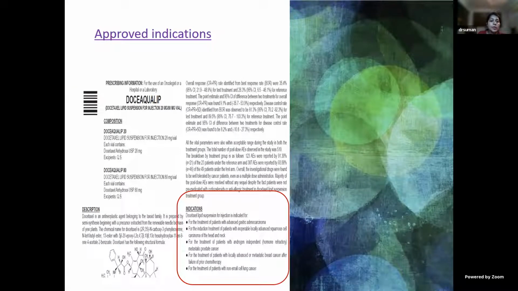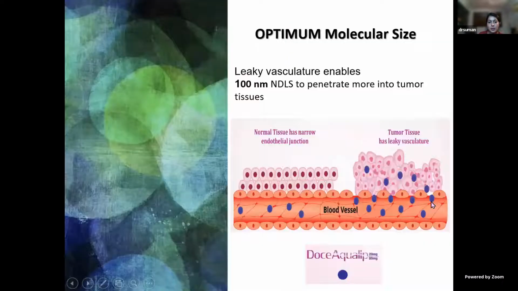Now, some of the approved indications for it, as you can see here, are for the treatment of patients with advanced gastric adenocarcinoma, for induction treatment of patients with inoperable locally advanced squamous cell carcinoma of head and neck. They are also used in hormone refractory metastatic prostate cancer, locally advanced metastatic breast cancer after failure of prior treatment, and in non-small cell lung cancer. So these are the indications. You have two suspensions, at 20 mg and at 80 mg.